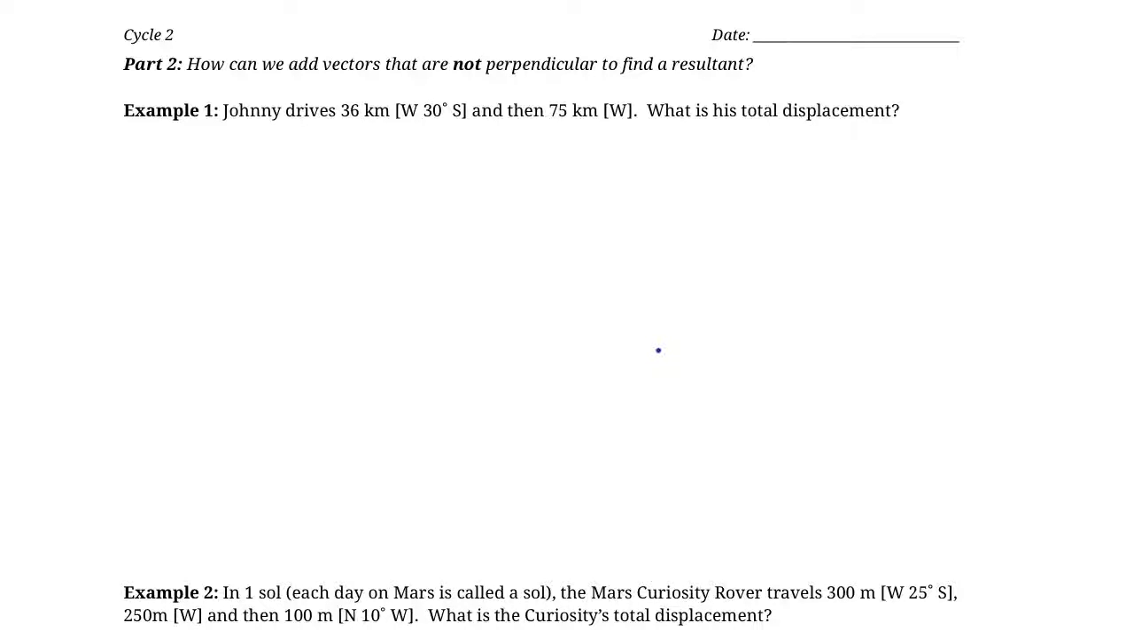So what do we do if the vectors are not perpendicular to each other? For example, Johnny drives 36 kilometers west, 30 degrees south, and then 75 kilometers west. So let's draw it first. Let's draw a little sketch of what's happening.